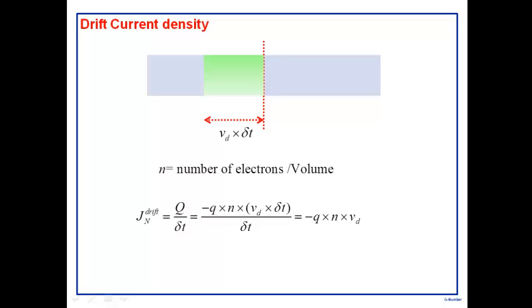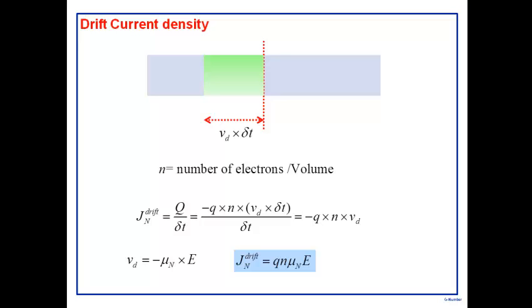Very simple. The number of electrons per unit volume multiplied by q multiplied by the drift velocity. And we've already seen that the drift velocity is equal to mobility times electric field. So one can plug this into the expression, and we get an expression for drift current, which is equal to q, n, the number of electrons per unit volume, times mobility multiplied by electric field. So I have an expression for drift current in my semiconductor.